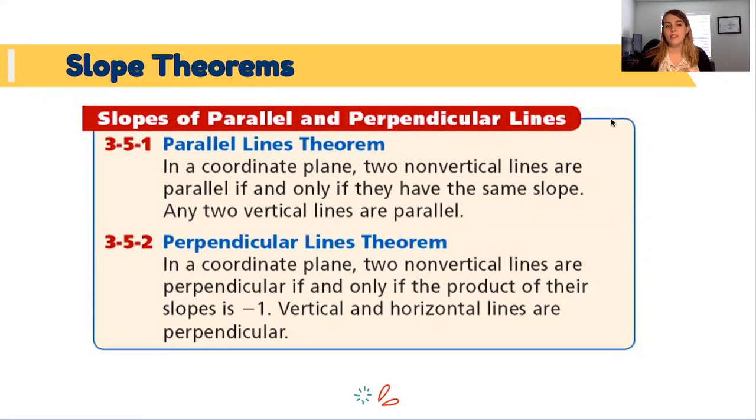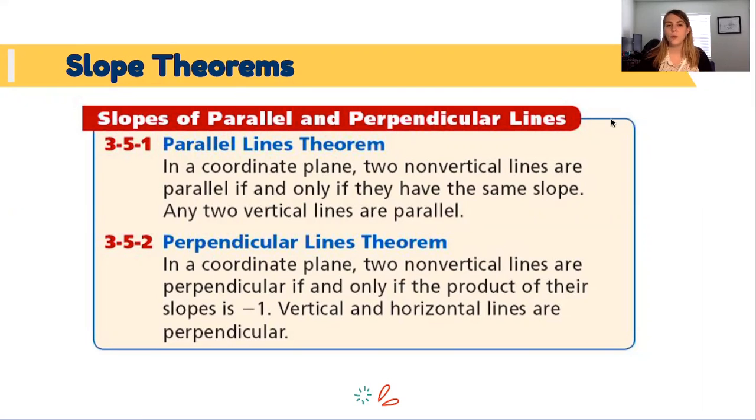The perpendicular line theorem says in a coordinate plane, two non-vertical lines are perpendicular if and only if the product of their slopes is -1. Vertical and horizontal lines are perpendicular. So if you can take two slopes and multiply them together to get -1, they're perpendicular.